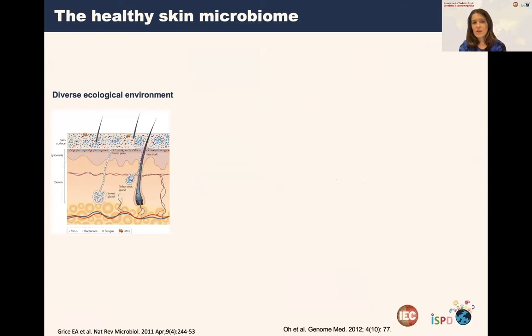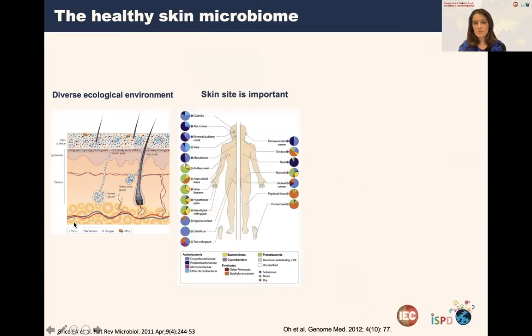So the skin provides a very diverse ecological environment for a wide range of microorganisms. We know that skin site is important, and sites rich in sebum, such as the forehead and the upper chest, harbour more lipophilic bacteria, compared with dry skin sites such as the forearm, which has a more diverse microbiome. In contrast again with more moist sites such as the popliteal fossa, which harbour more staphylococci.